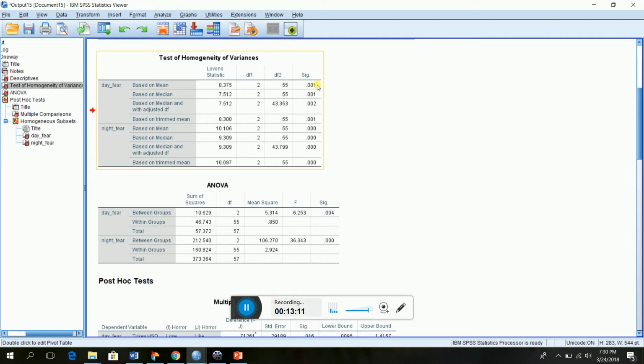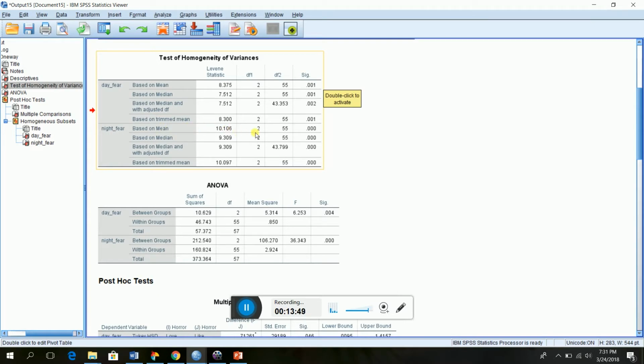Remember that the sig value in SPSS is the same thing as the p-value. It needs to be less than 0.05 to be significant, and it is. Normally, we would be happy, but not when we're testing an assumption. We never want a test for an assumption to be significant because it indicates a violation. So we've got a violation here for the daytime condition. Let's look at the nighttime condition. Again, we're going to go to based on mean. We're going to go over here, and lo and behold, we have a second violation.